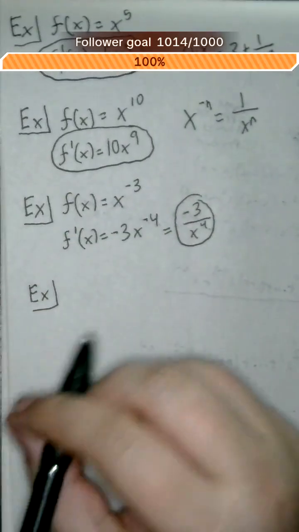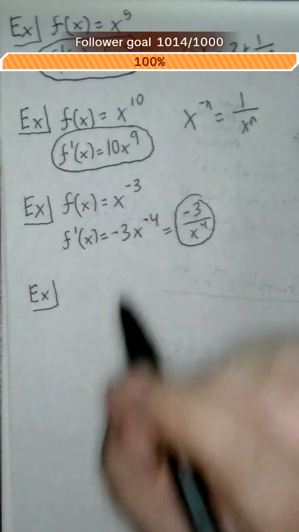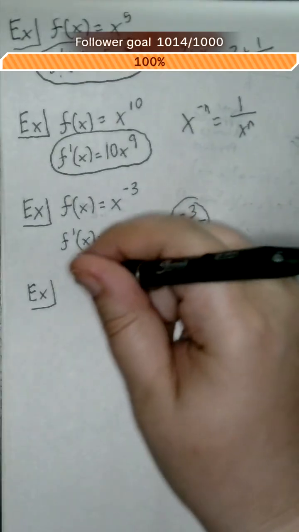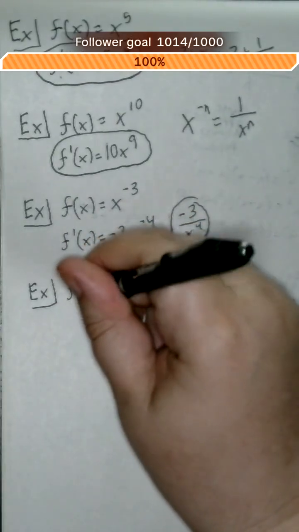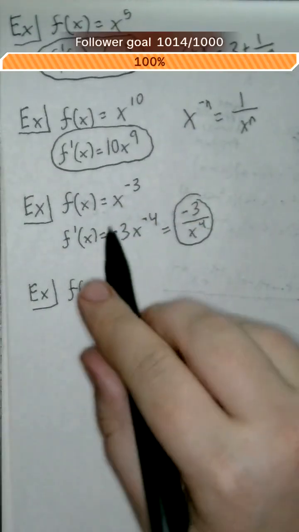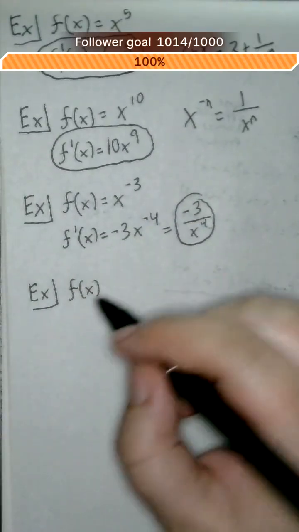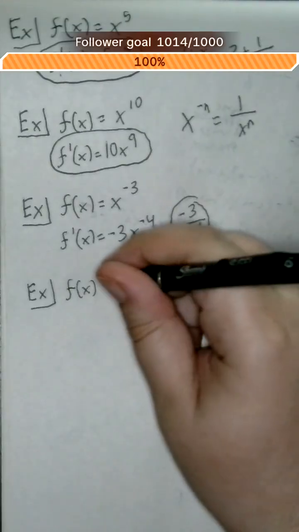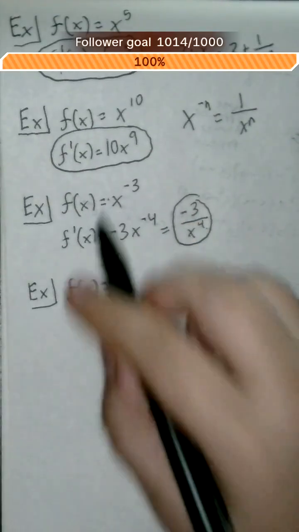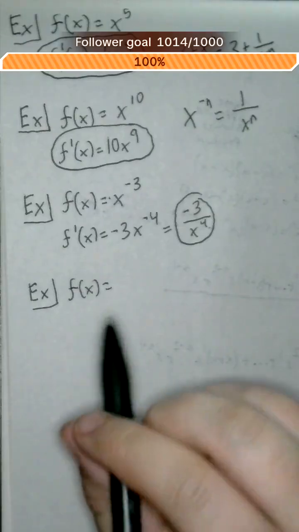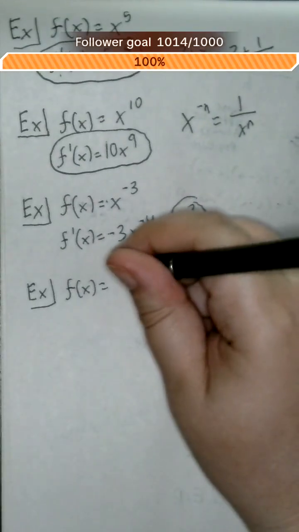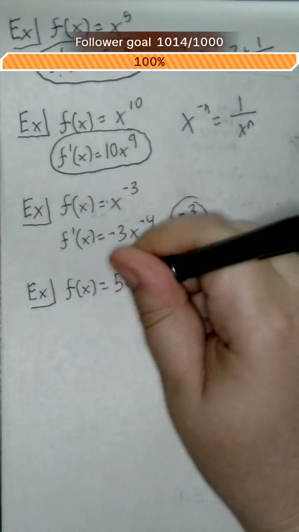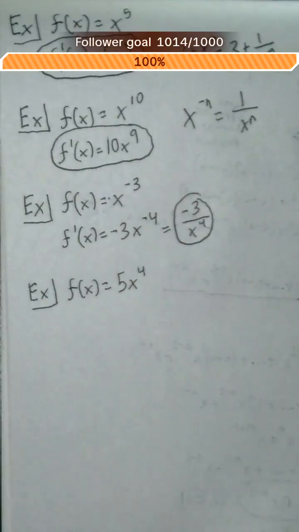Okay. So let's go ahead and ramp up the difficulty a little bit. So let's say instead of just a solitary x, I'm going to put a coefficient right in front. So let's say here I have 5x to the 4th.